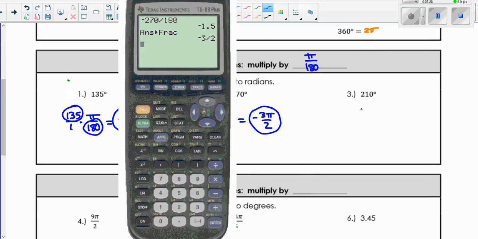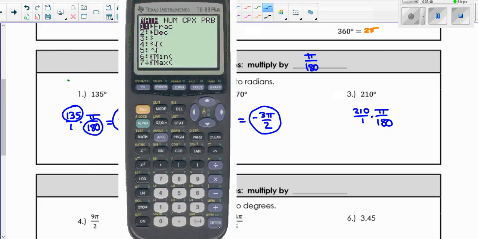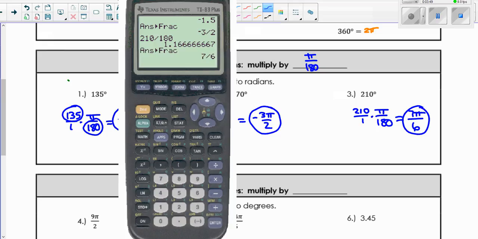Okay, and then over here, I'm going to say 210 degrees over 1 times pi over 180. So 210 over 180 is the fraction I want to simplify. Change it, and I get that 210 degrees is the same thing as 7 pi over 6. Okay, and if you remember back to what we talked about on Friday, 6's and 3's always go together, meaning like 30 degrees we talked about was pi over 6, or 60 degrees is pi over 3. Because this ends in a 6, that means that the reference angle has to be 30 degrees.